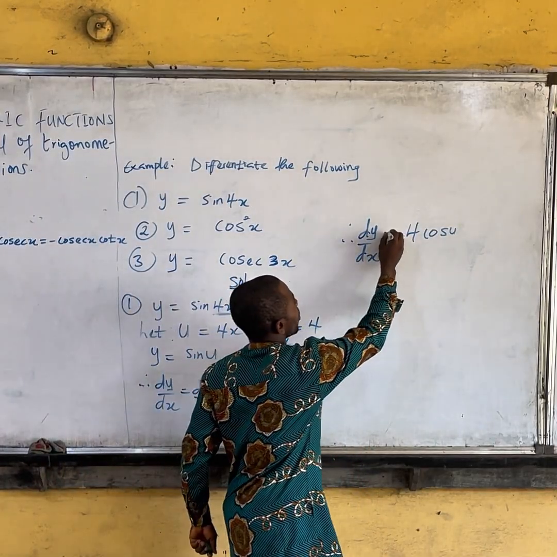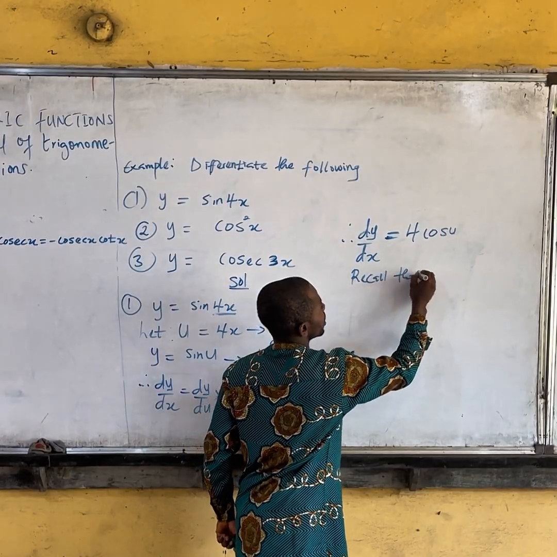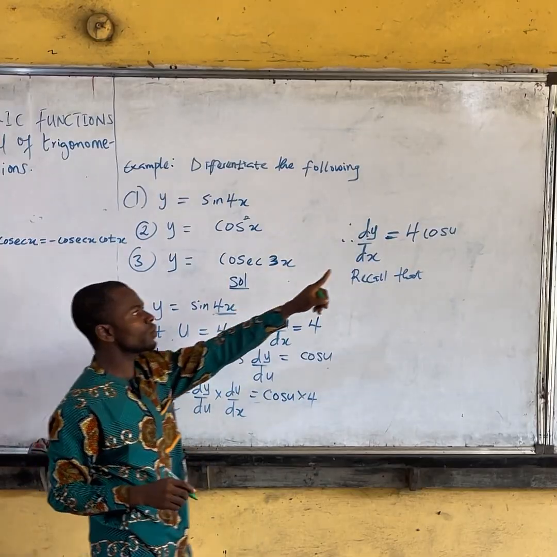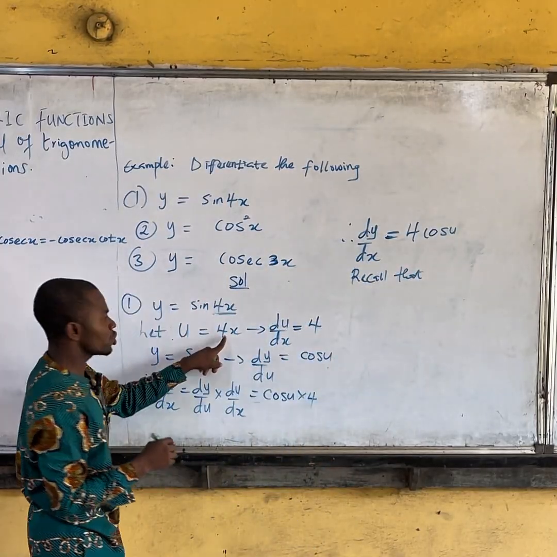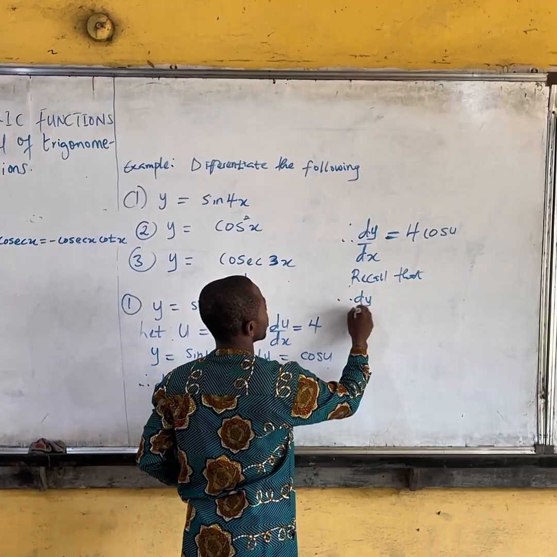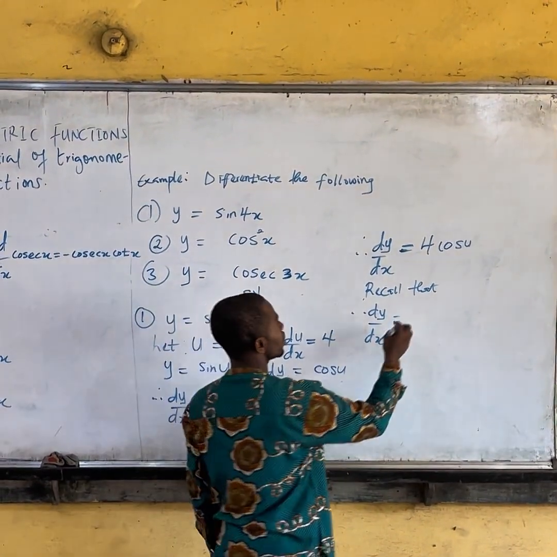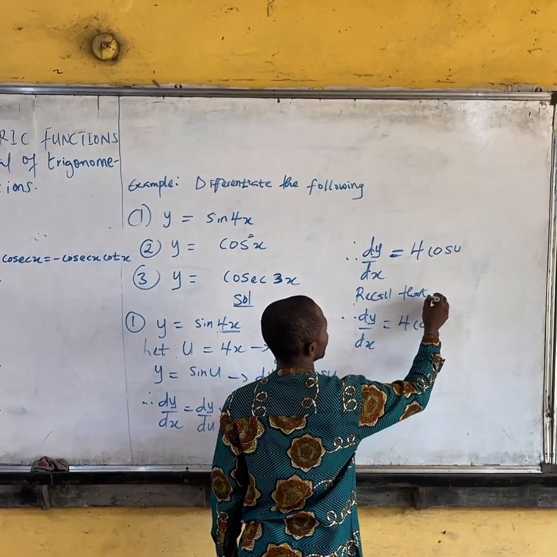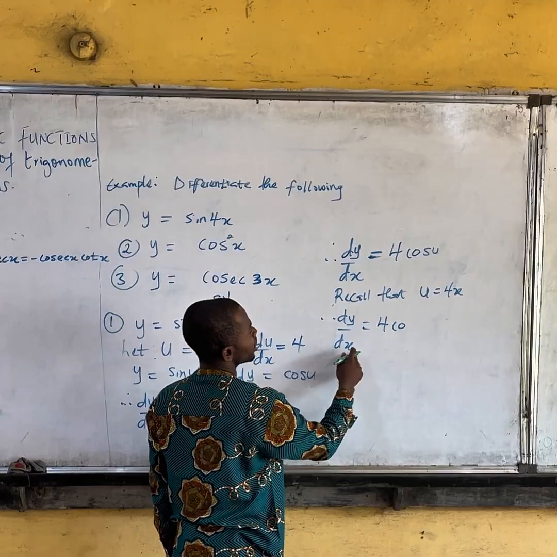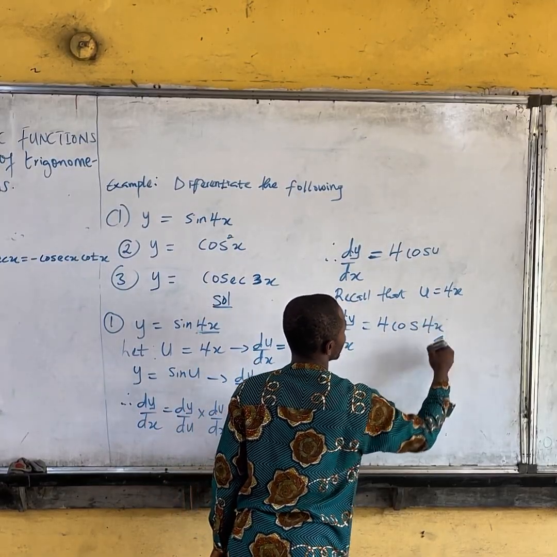Now, you recall that since you are given the question in form of x, not in form of u, you recall that u is 4x. So dy/dx will be 4 cos u, and our u is 4x. So dy/dx equals 4 cos 4x. That is the final answer.